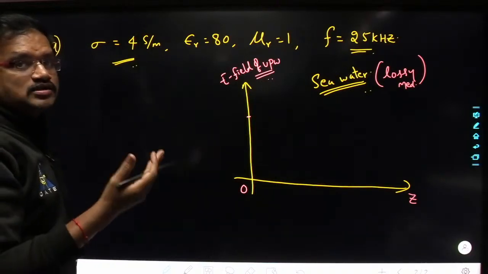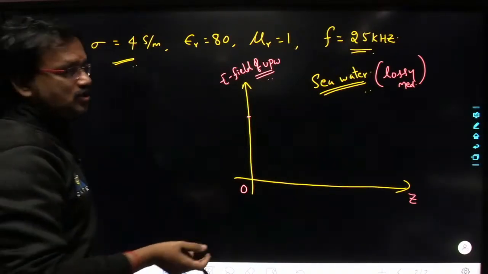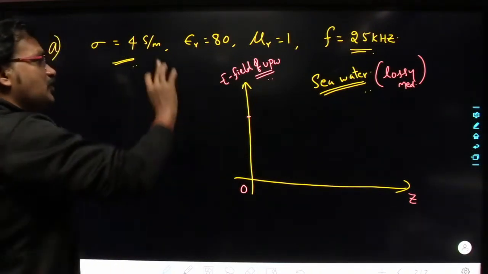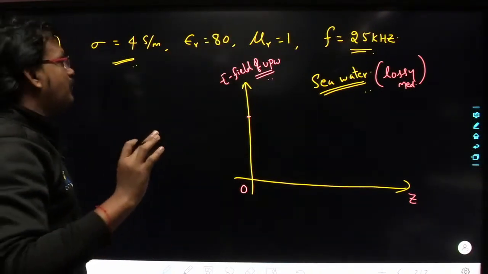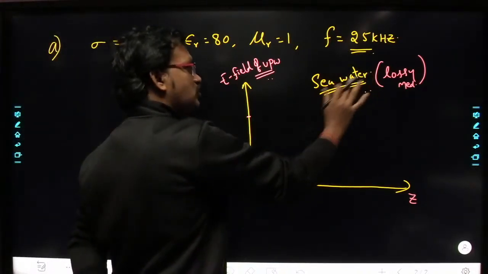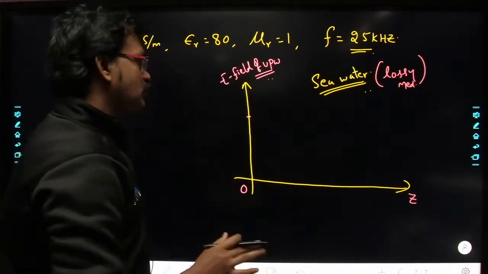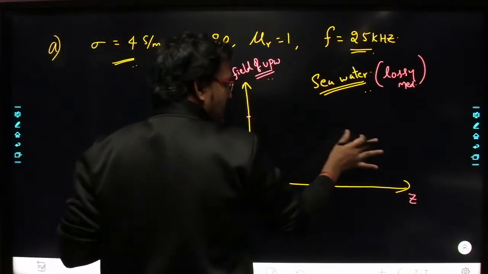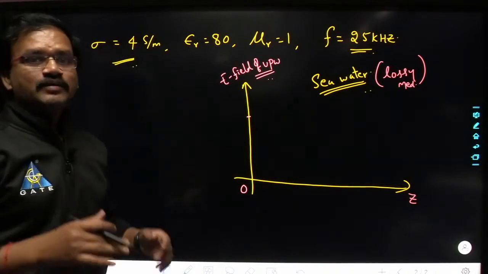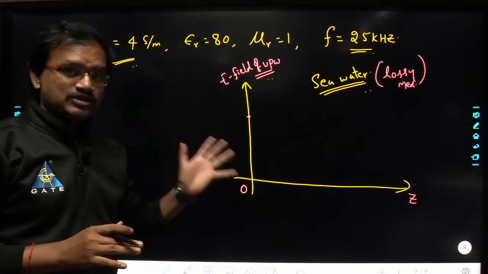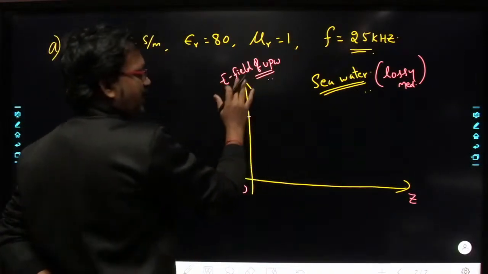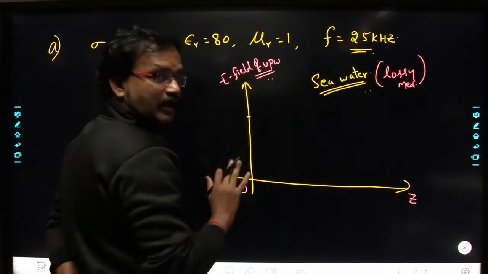What is the condition for a lossless medium? The condition for a lossless medium is that conductivity must be equal to 0, and epsilon r and mu r values must be real quantities. Here epsilon r and mu r values are real, but conductivity is not equal to 0, and hence this medium is going to behave as a lossy medium. And we know that whenever the wave is propagating in a lossy medium, its amplitude is going to decay exponentially.